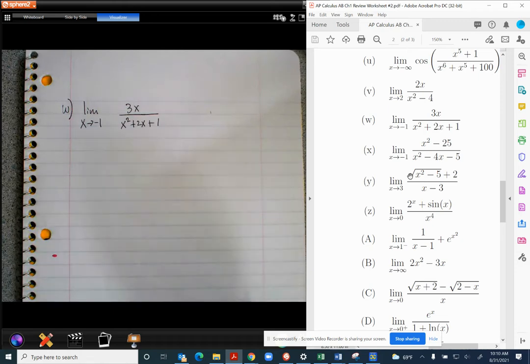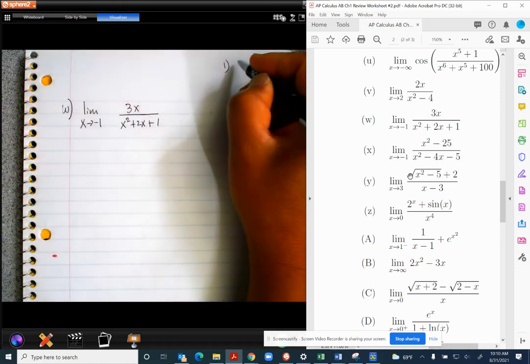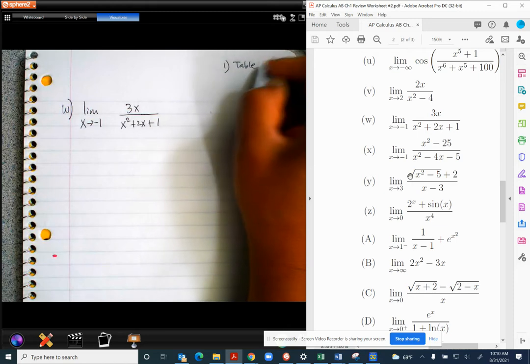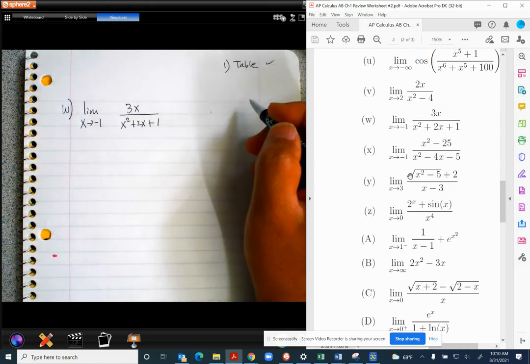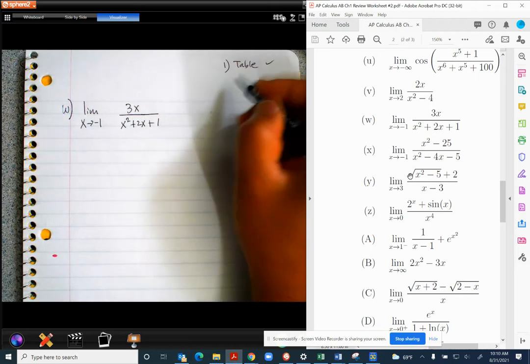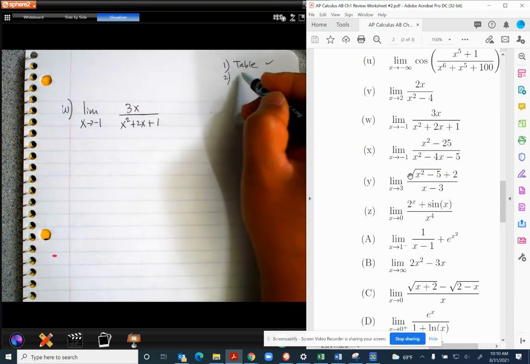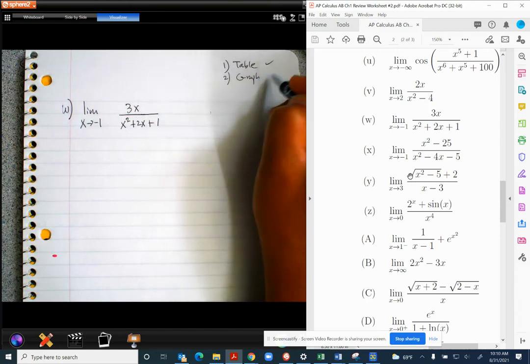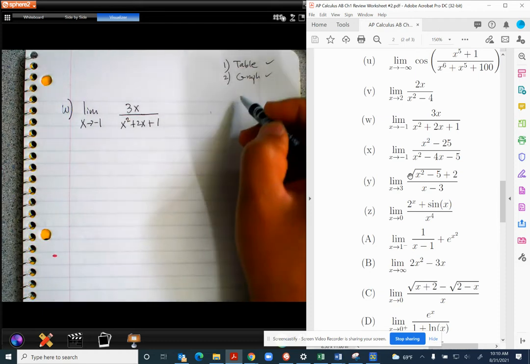find the limit, right? So number one, we can use a table. You can always use a table, but do you always want to start with the table? No, because it's tedious. But is it possible to use a table? Yes. Number two, we can use a graph. Again, do you want to start with the graph? No, because again, it is pretty tedious, all right? So you don't want to do that.